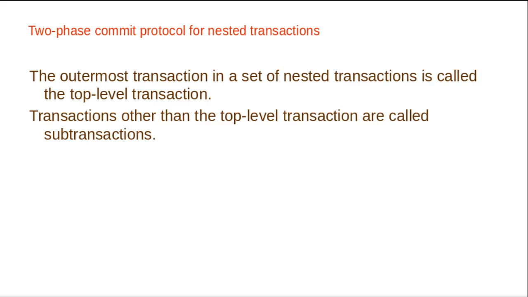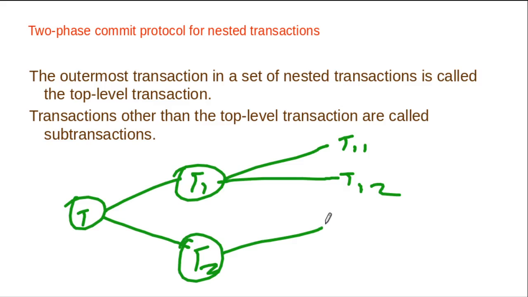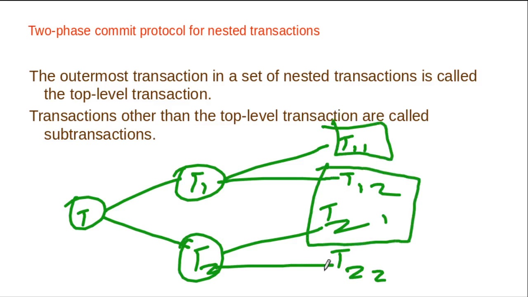What will happen in this two-phase commit protocol for nested transactions, one thing we should understand, is that there will be a top level transaction, the outermost transaction. Let me say there is a transaction T which will issue sub transactions, suppose T1 and T2. We have seen this example earlier also. T1 will issue some sub transactions T11, T12 and T21 and T22, right? So we have seen this example where these two were on a particular server and the third was on a different server. So this kind of transaction will be a nested transaction.